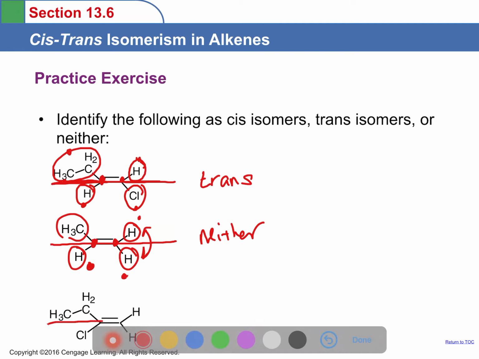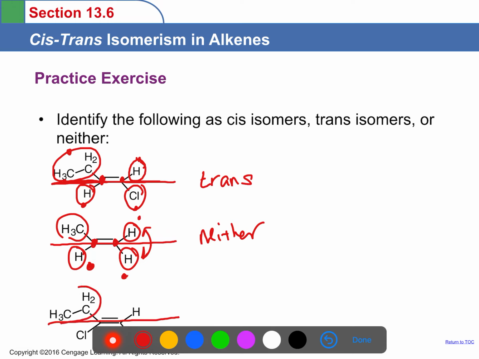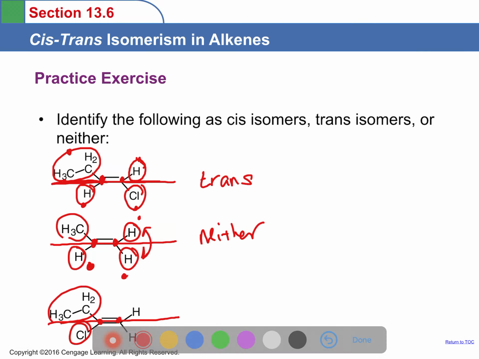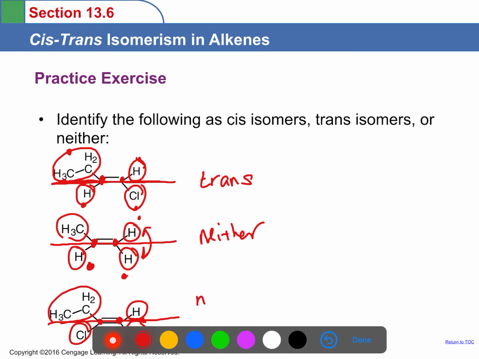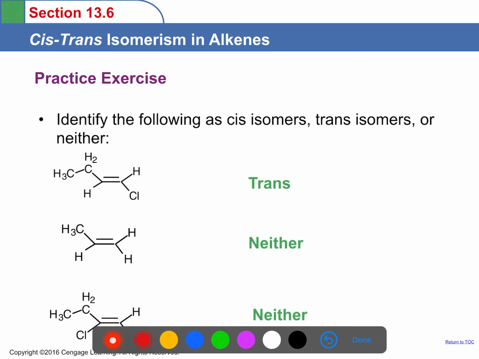This last example, we have an ethyl group and a chlorine on the same side, so those are different. On the other side, I have two hydrogens. So those groups are the same, so again, this is neither. So the next slide just shows you those answers.